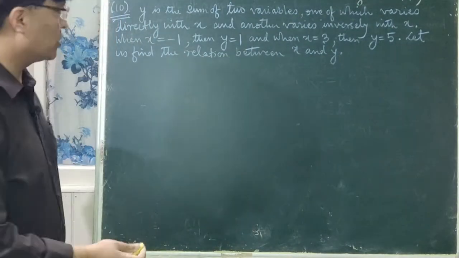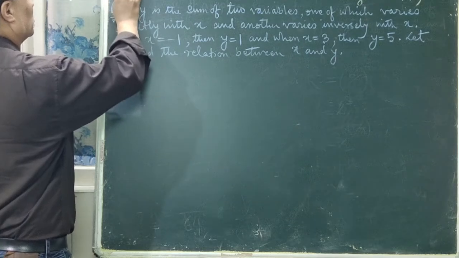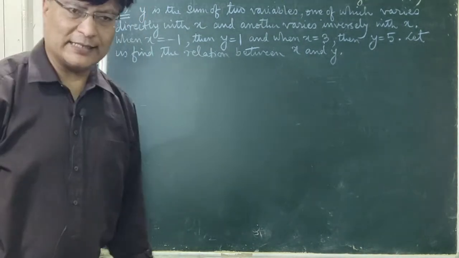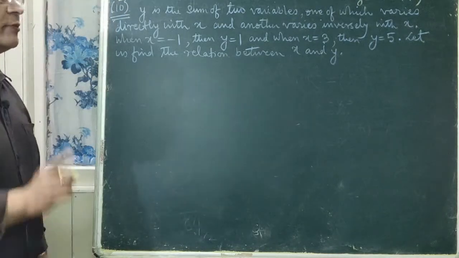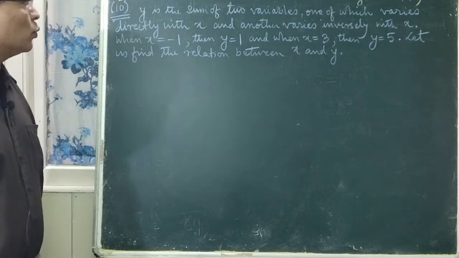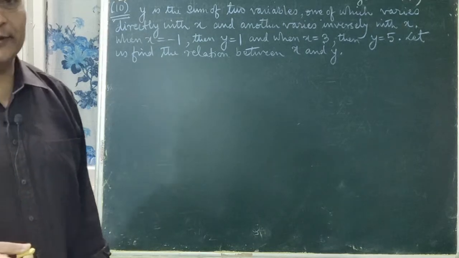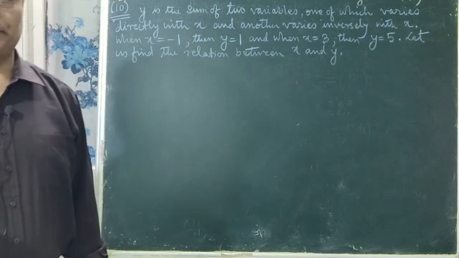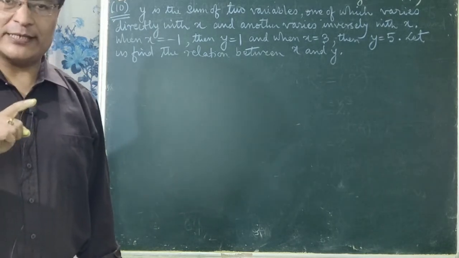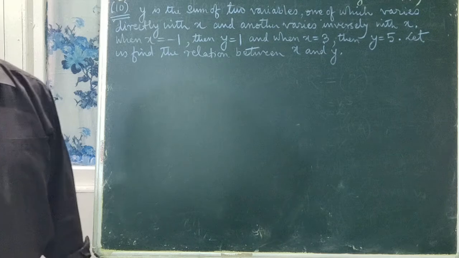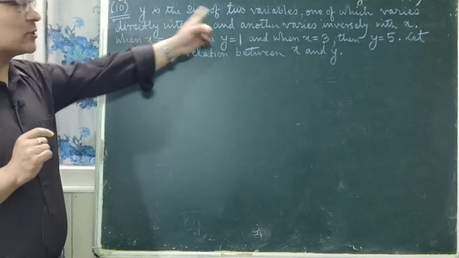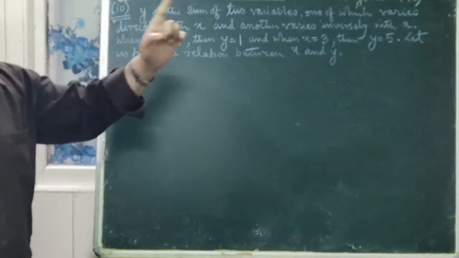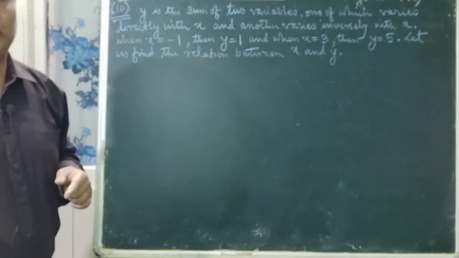So now we'll do the next question. This question is also very, very important. Question number 10 is: y is the sum of two variables. Let us assume the two variables as small a and small b. So what is meant by y is the sum of two variables? y is equal to a plus b. Here one variable is a and the second variable is b.